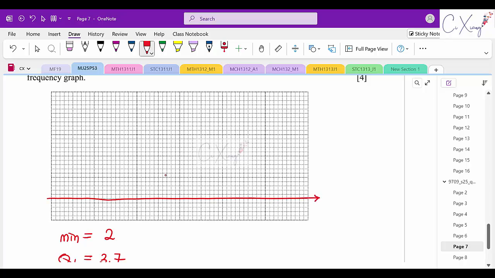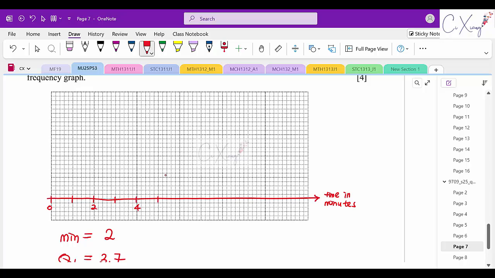Okay, this is my x-axis, and I know that it is actually time in minutes. Then my smallest value starts at 2. The largest value is 12. So it depends on how you want to use the scale. I'm actually following the scale used in the diagram.